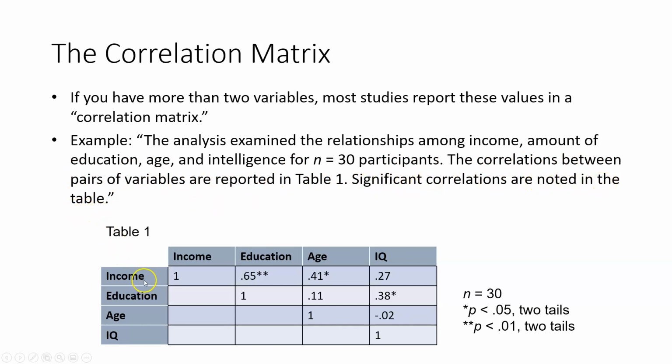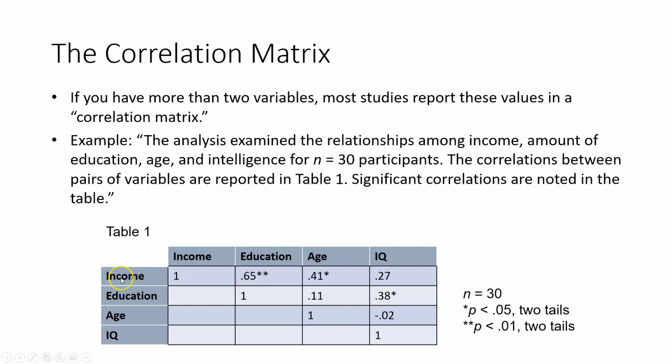So when you correlate income compared to income, you're always going to find that they're perfectly related, because somebody's own value on income is exactly the same as their own same value on income. Now, that's kind of nonsensical, so we sometimes put this 1 here to indicate that it's a perfect correlation, but sometimes we don't bother putting that value there. Sometimes we just leave it out.